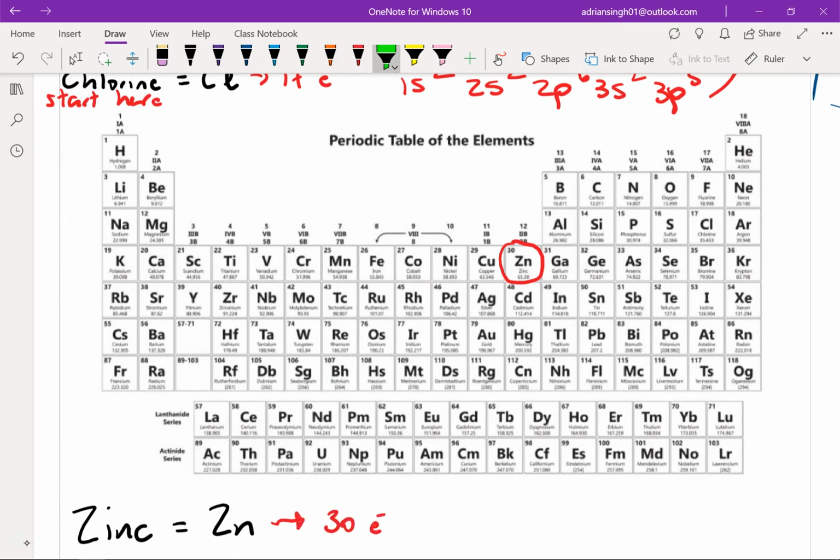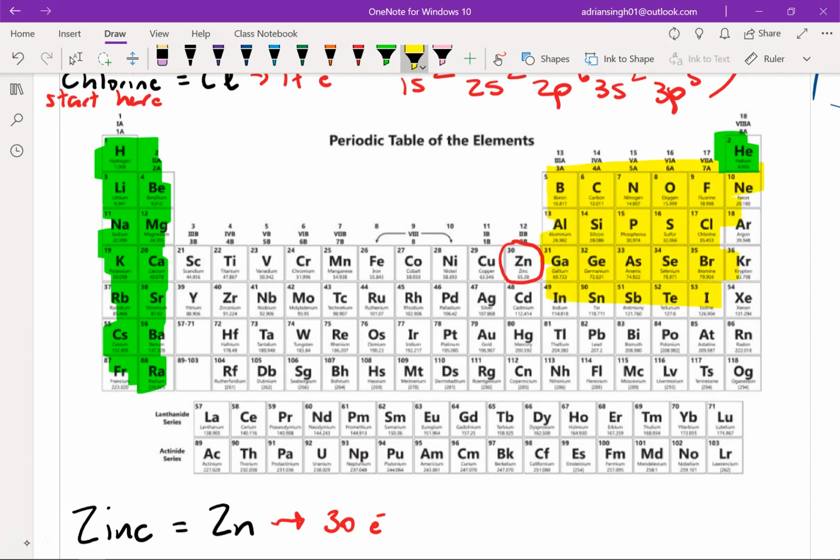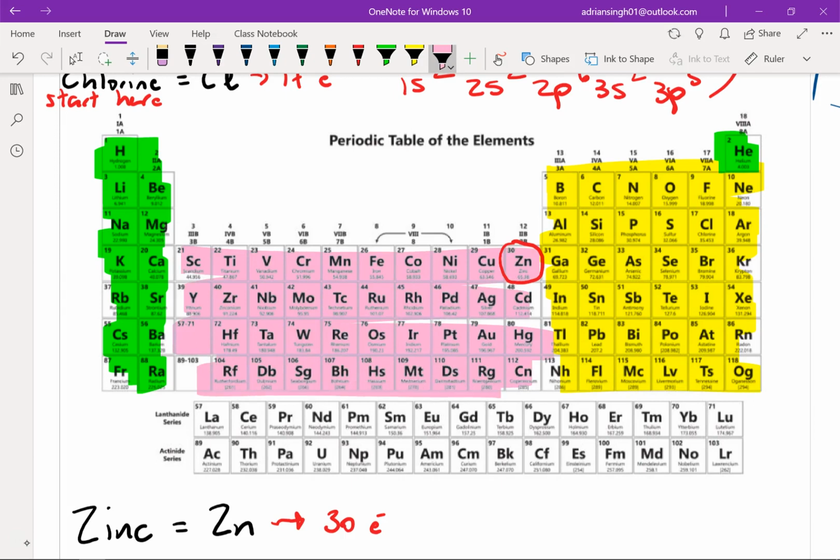All right, so we'll color code our table again. S block is in green. Our P block is in yellow. And our D block is in pink. All right, and then we have our period numbers. Period 1, 2, 3, 4, 5, 6, and 7. All right, so we're going to start at the top left with hydrogen right over here. We're going to work our way across.